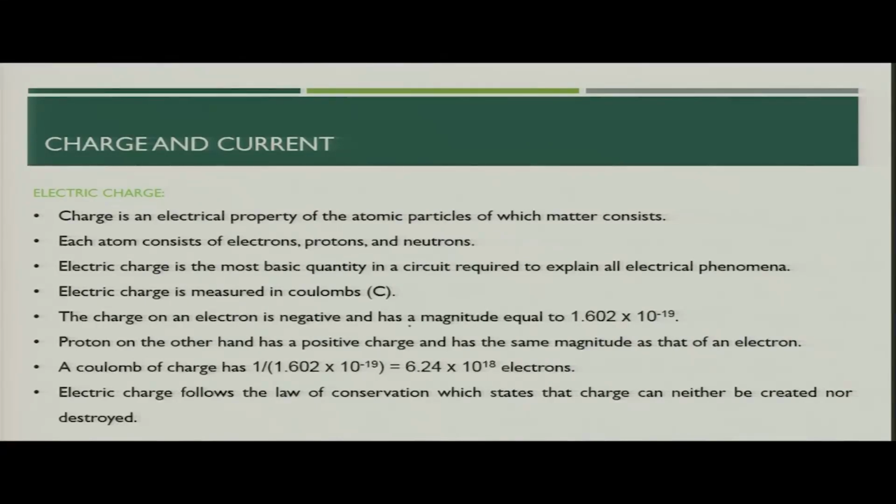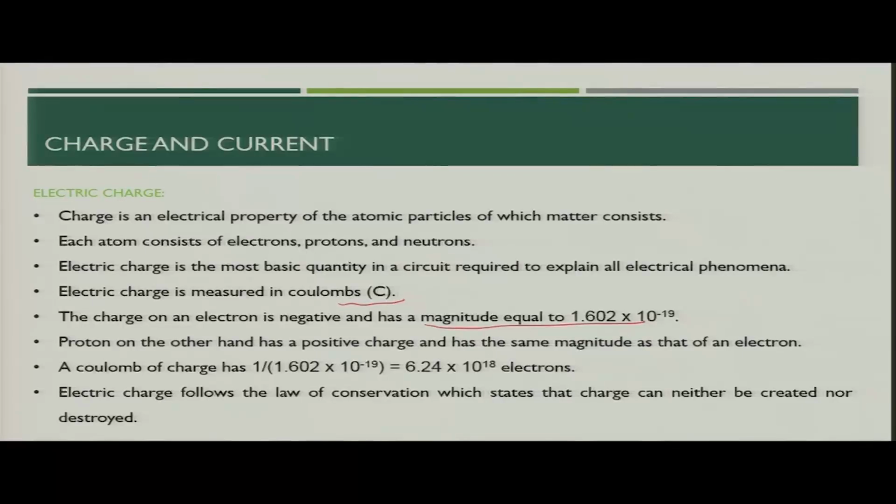The electron has a charge equal to 1.602 times 10 to the power of minus 19 coulomb, because electric charge is measured in the unit called coulomb. The proton, on the other hand, is positively charged and has the same magnitude as the electron, but with a plus sign: 1.602 times 10 to the power of minus 19 coulomb.